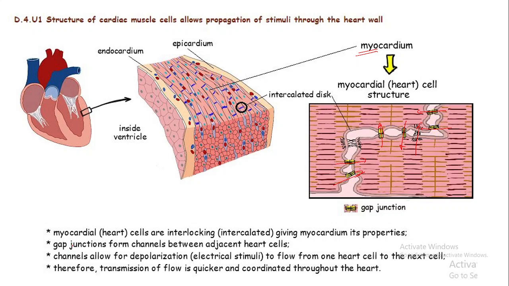Gap junctions form channels between adjacent heart cells. Channels allow for depolarization, that is, the electric stimuli, to flow from one heart cell to the other. Therefore, transmission is quicker and coordinated throughout the heart. As told to you, this activity takes place because of the myogenic property. Just go through this structure for a few seconds. Read the points as well.